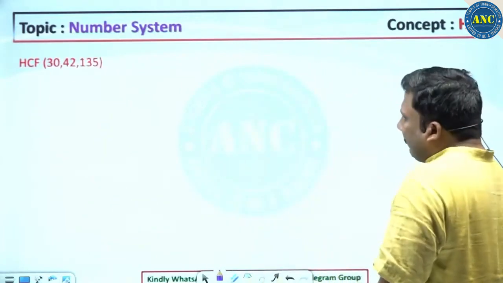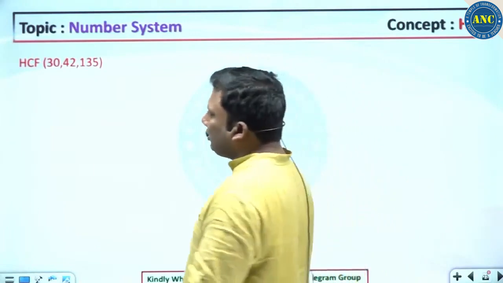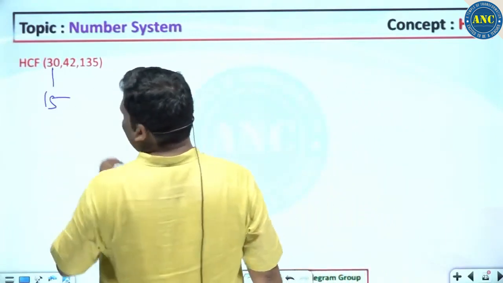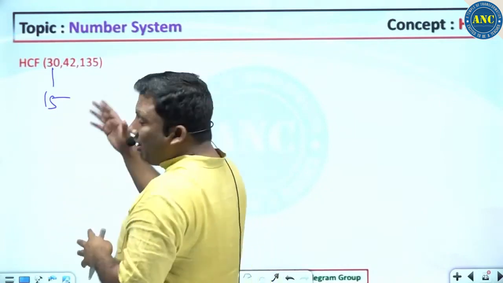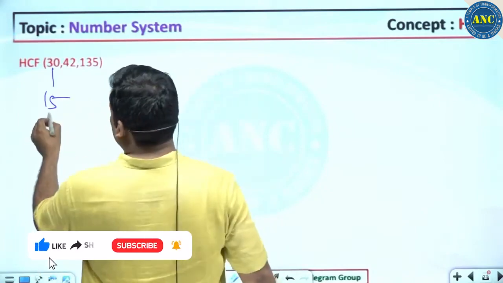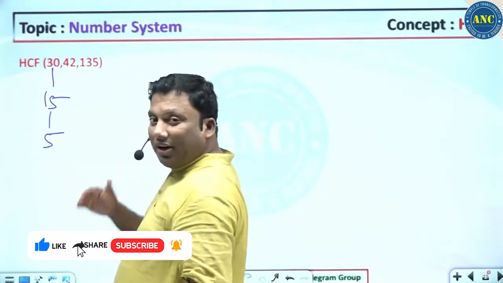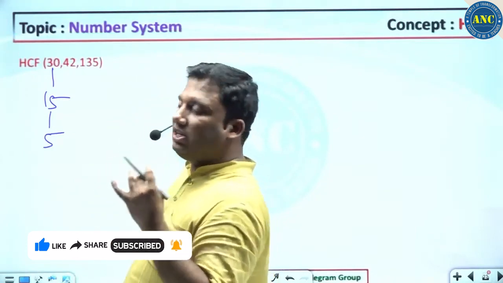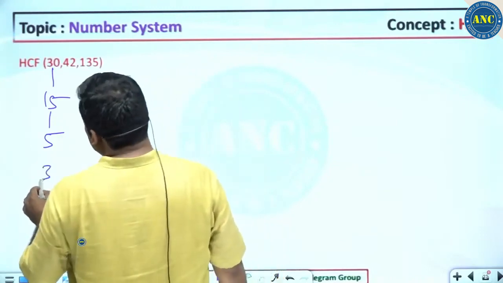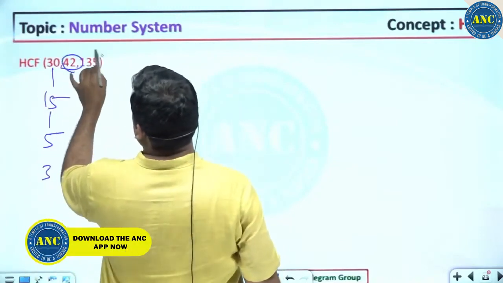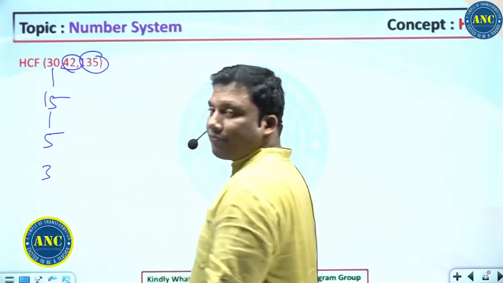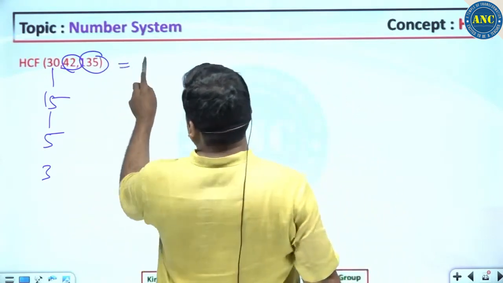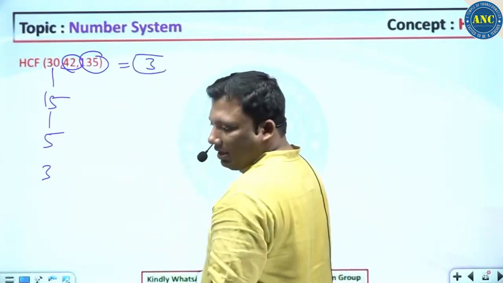This is one thing. 30, 42, 135. 30 will not divide 42. What are the factors of 30? 15. 15 will not divide 42. 5. 5 will not divide 42. Any number divisible by 5 has unit digit 0 or 5. 3, yes. 42, the sum of the digits is divisible by 3. 135 also is divisible. Answer is 3.